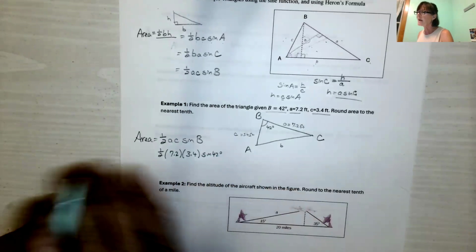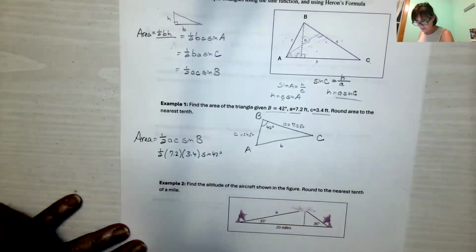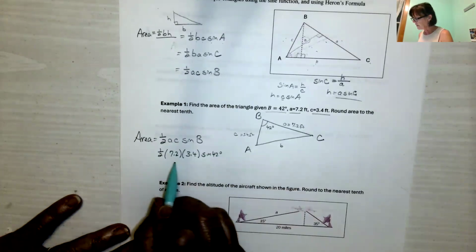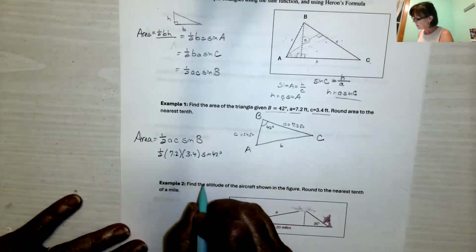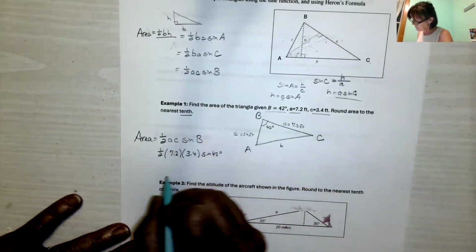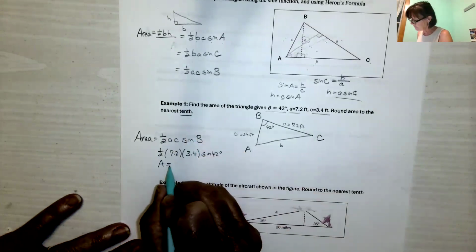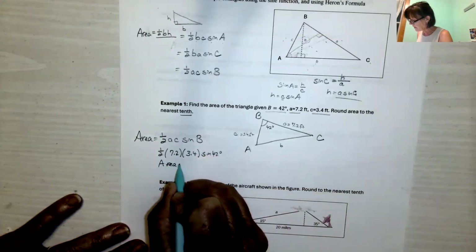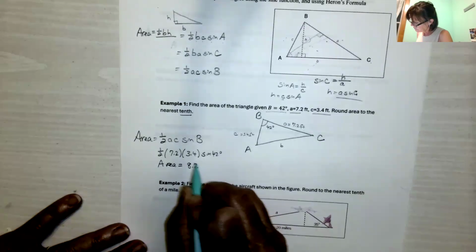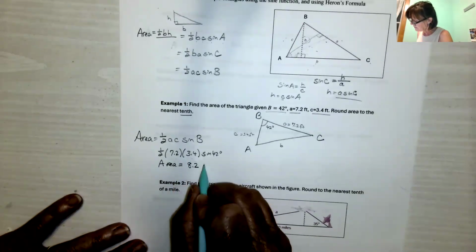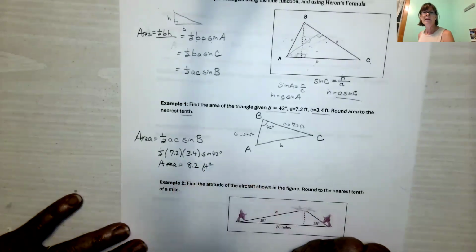And I will make sure my calculator is in degree mode. And I will say 1/2 times 7.2 times 3.2 times the sine of 42 degrees. And I round to the nearest tenth. I'm going to get that the area, not angle A, is equal to 8.2. And this is a foot times a foot, square feet.